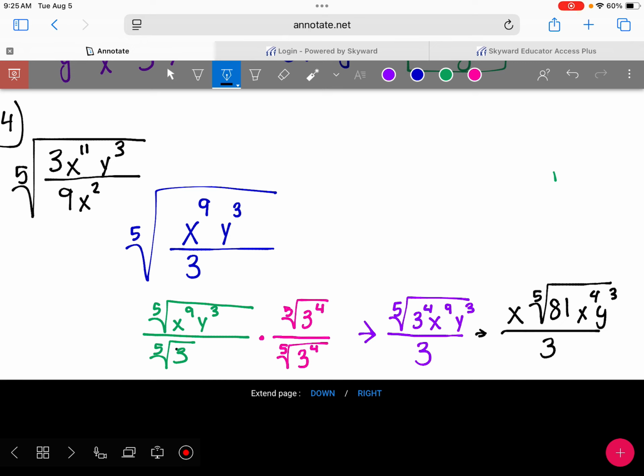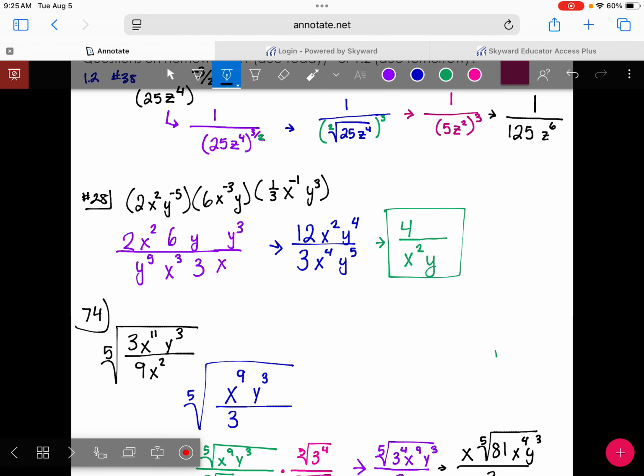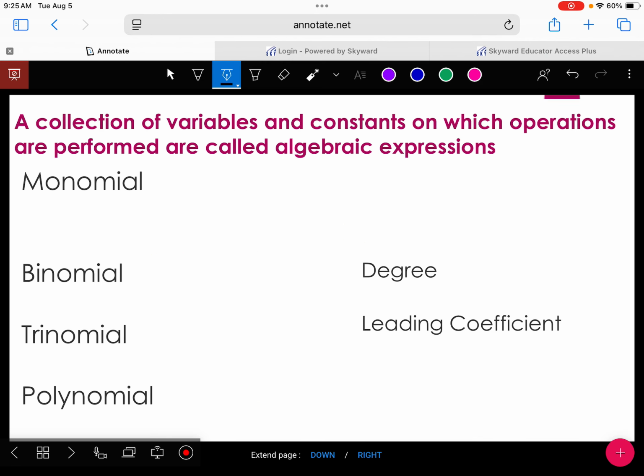Let's move forward and look at the next thing we're going to talk about. Cool? Because we are going to talk about polynomials for a little bit. So before we start going too deep into polynomials, we need to remember some things about polynomials.